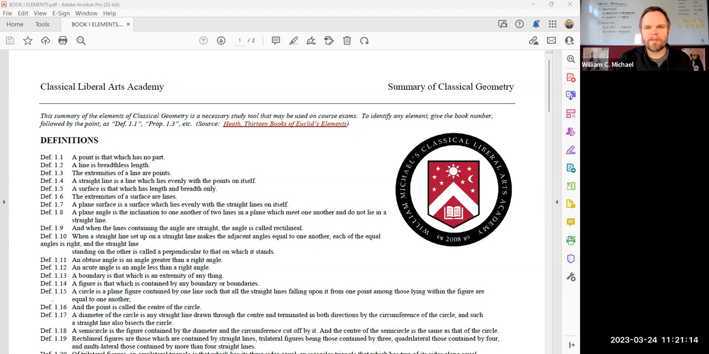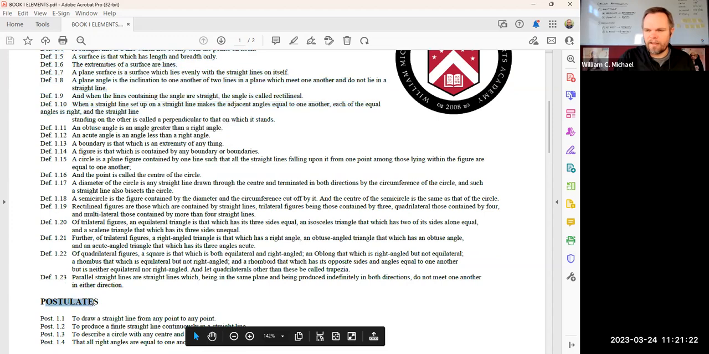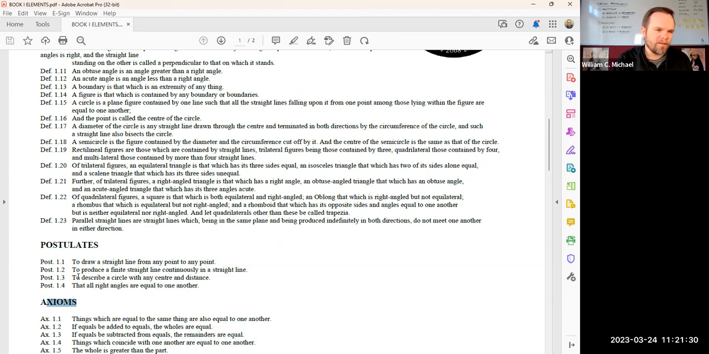And the reason why it's called The Elements is because we're starting from these elements, these definitions, postulates, and axioms. These are the elements. And we're reasoning from them and using them to investigate the topic of magnitude at rest. So that's why the book is called The Elements, because we're using these elements, these starting points, to then investigate this subject.